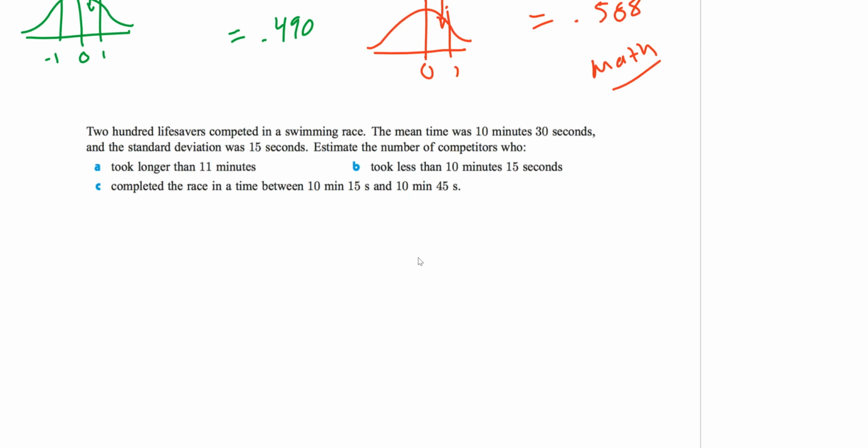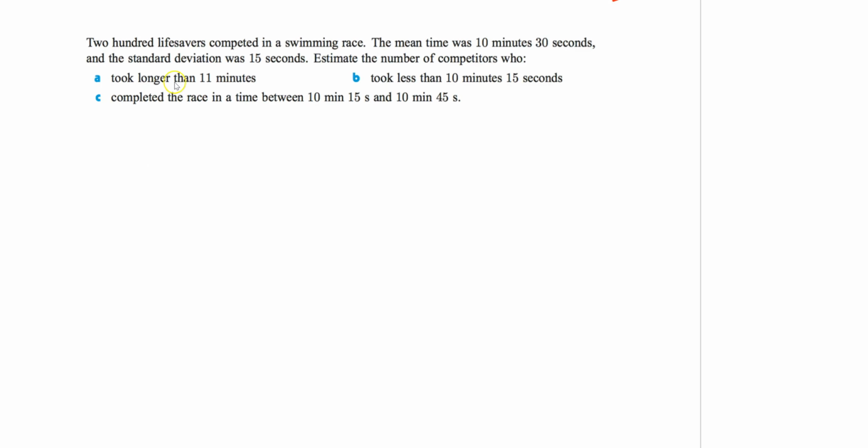So let's move on to a little review, and then we're going to do some new stuff. Look at this one. 200 lifesavers completed a swimming race. The mean time was 10 minutes and 30 seconds. The standard deviation was 15 seconds. Estimate the number of competitors who took longer than 11 minutes, and who took less than 10 minutes and 15 seconds, completing the race between that and that.